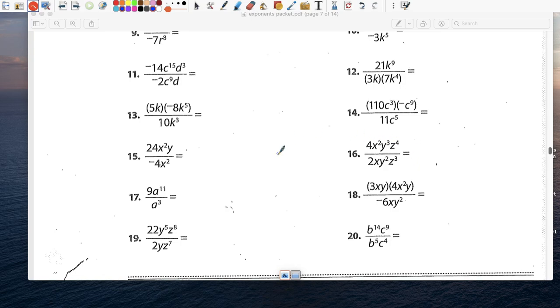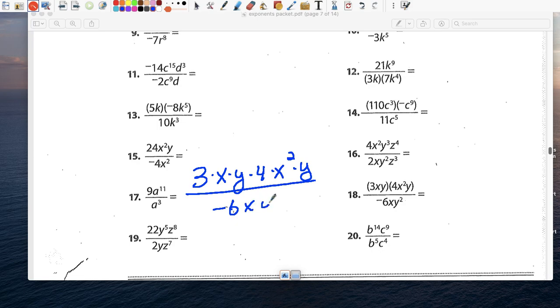18. Okay, so we have 3 times x times y times 4 times x squared times y, over negative 6x y squared. So one thing you could do is rewrite the numerator, right? Simplify the top. That's a suggestion. So let's focus on the numerator for a second. Let's combine that, make that a little bit smaller.